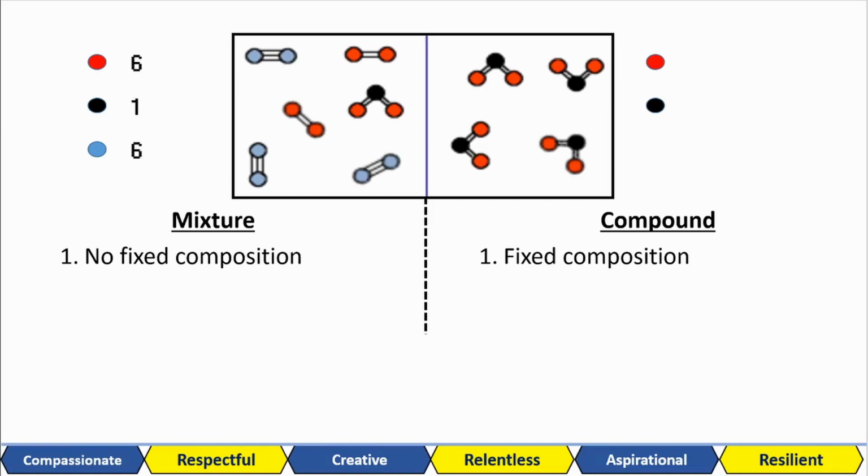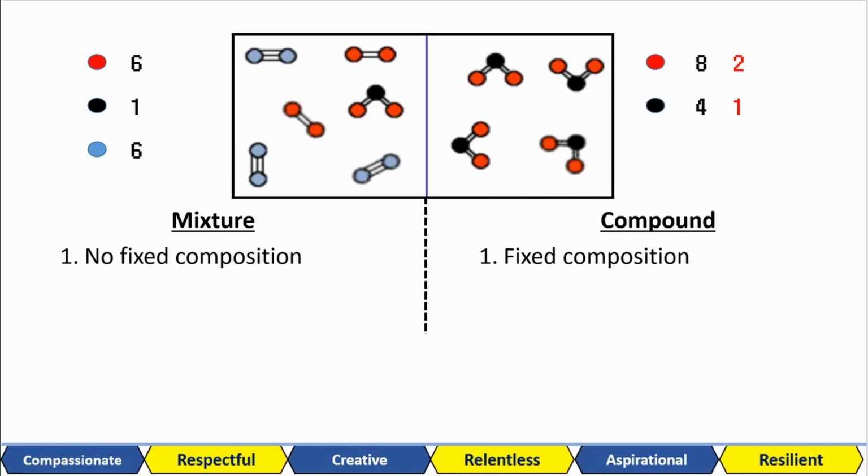On the mixture side, we have 6 red, 1 black and 6 blue. On the compound side, we have 8 reds and 4 black atoms. This can be simplified to a ratio of 2 and 1 by dividing both numbers by 4. We can't simplify the other side anymore without getting decimals.